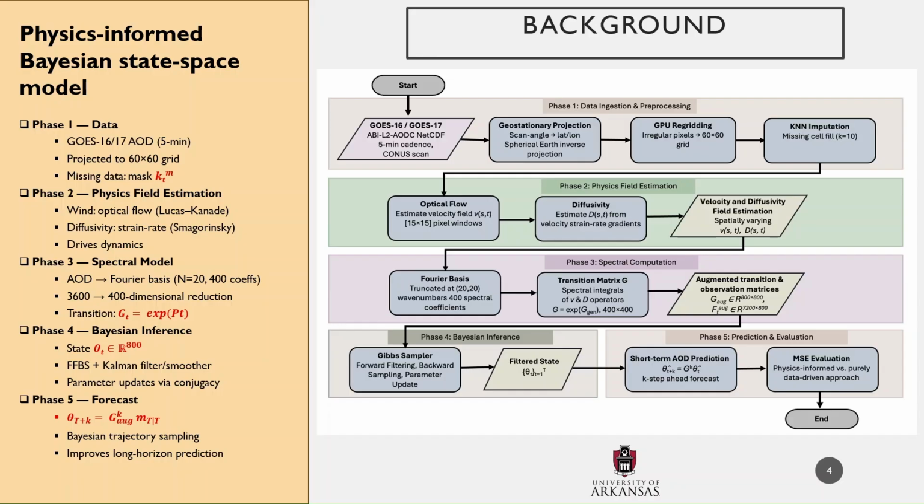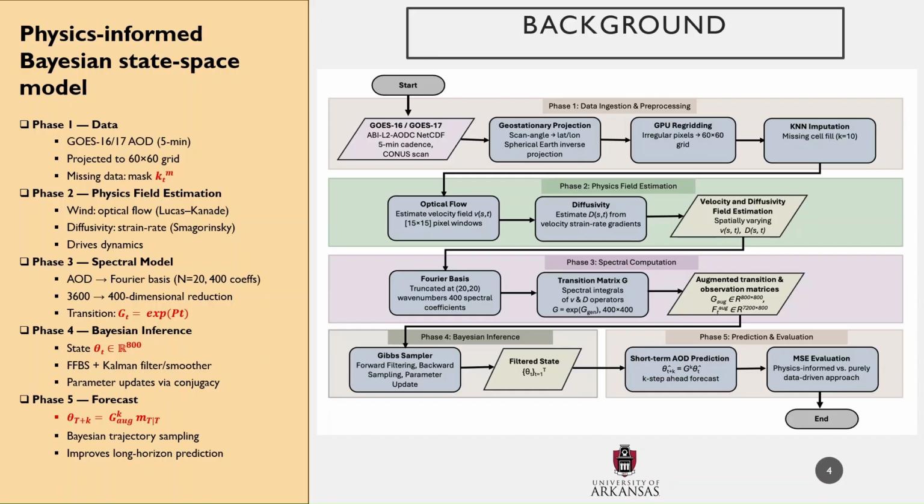Phase 4 performs Bayesian inference via a Gibbs sampler with forward filtering backward sampling, known as FFBS, and Kalman filter updates. The hidden state lives in R to the power 800, encoding spectral coefficients from both satellites. Phase 5 generates the forecast. We propagate the posterior state mean forward k steps using repeated application of the transition matrix, yielding short horizon AOD predictions. This is a rich and well-grounded physical model.